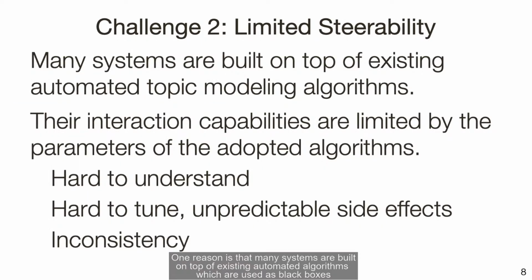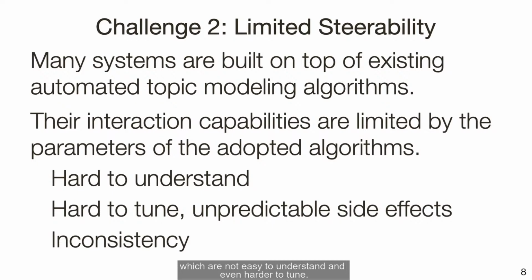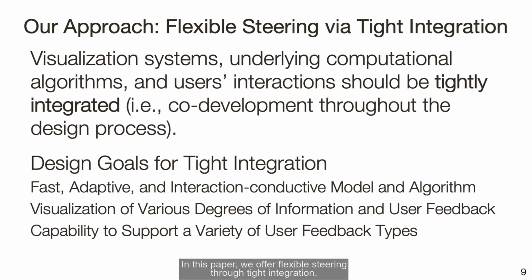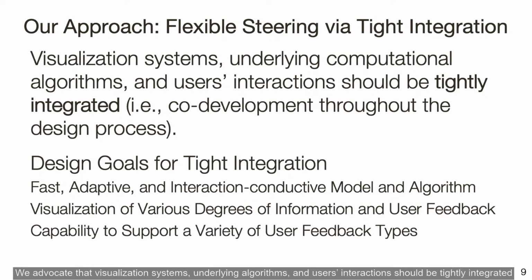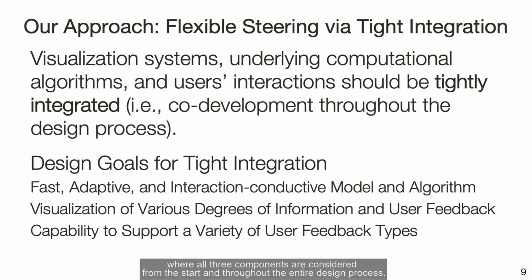One reason is that many systems are built on top of existing automated algorithms, which are used as black boxes. So their interaction capabilities are limited by the algorithm's parameters, which are not easy to understand and even harder to tune. In this paper, we offer flexible steering through tight integration. We advocate that visualization systems, underlying algorithms, and user interactions should be tightly integrated, meaning they should be jointly developed, where all three components are considered from the start and throughout the entire design process.